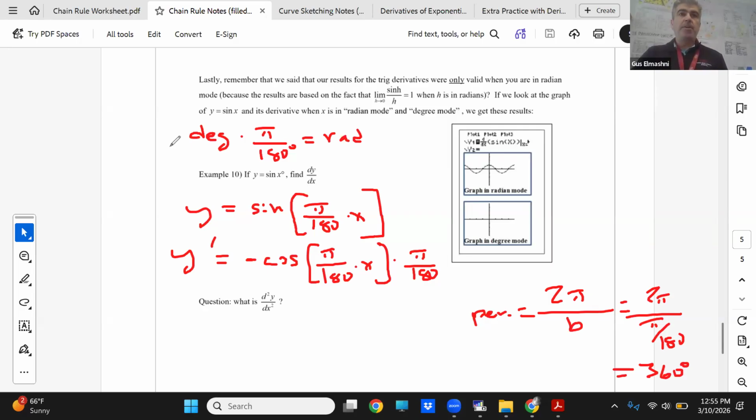So degree mode almost has no place in this class. Make sure that if I do any derivative questions that involve a calculator and there's trig involved, you got to be in radian mode. The reason why is because when we did the initial derivations last week or two weeks ago, when we did all these little limits as part of it, those limits only work if you're in radians. So that's why.